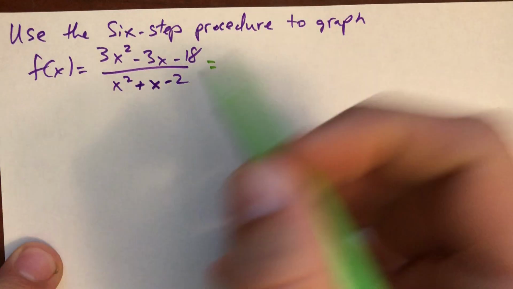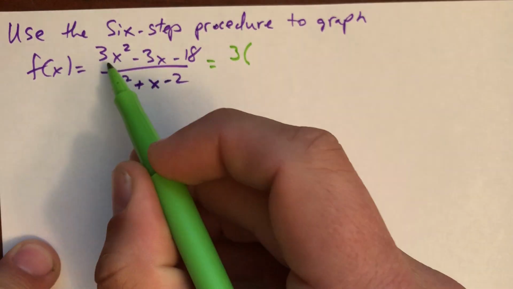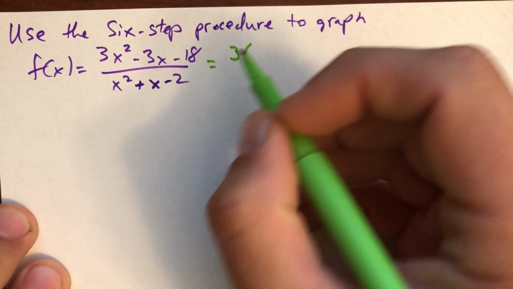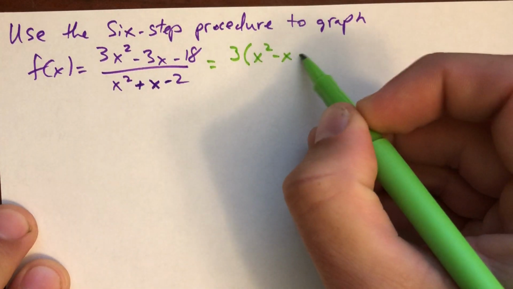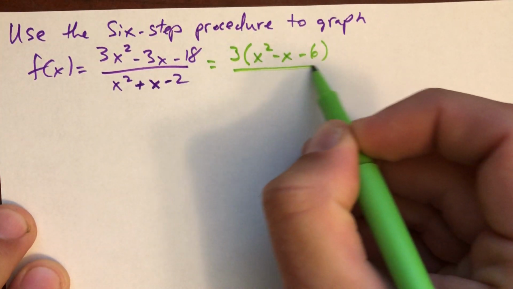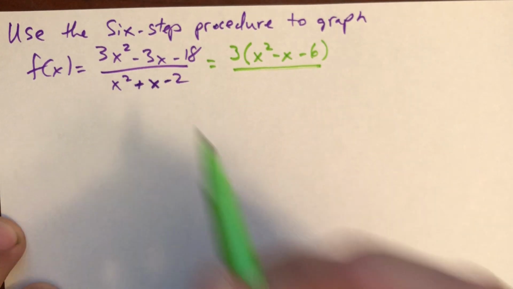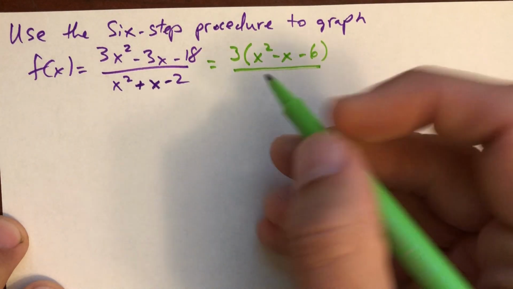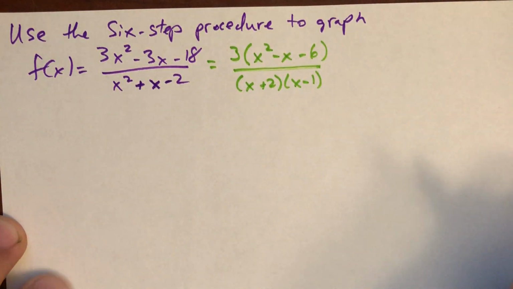And let's do that. So first of all, we see that we've got a common factor all through the top. There's a 3, so we can take a 3 out of all those. So we got x squared minus x, 18 divided by 3 is 6. Okay, we can now factor this. We want two things that multiply to be negative 2 that add to be 1. Well, it's 2 and negative 1. So we got x plus 2, x minus 1.